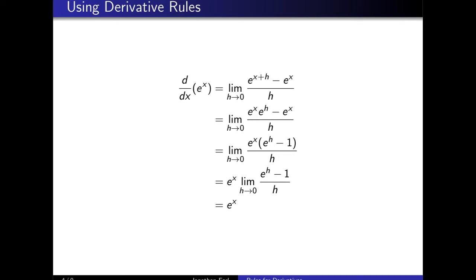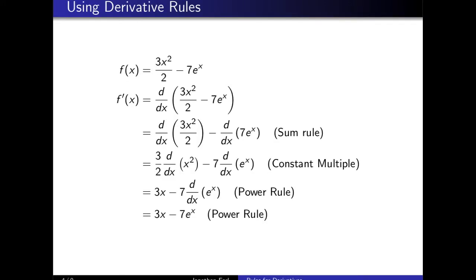And remember that we defined e to be the number that has the property that this limit is 1. So it turns out that the derivative of e to the x is itself, e to the x. So e is its own derivative, which is kind of a cool property. Okay, so using that, we wind up with a final derivative of 3x minus 7e to the x.